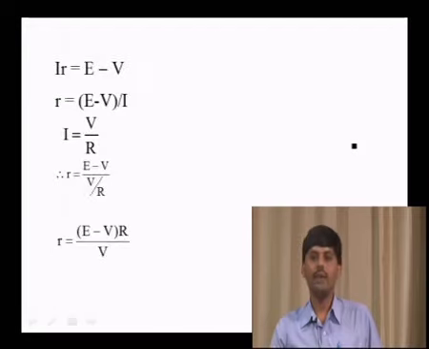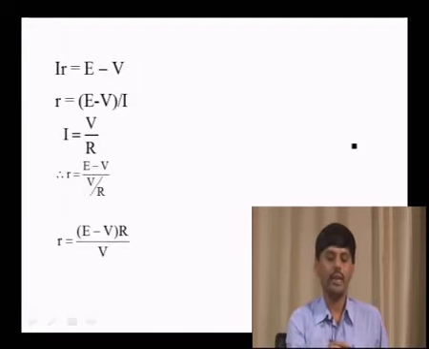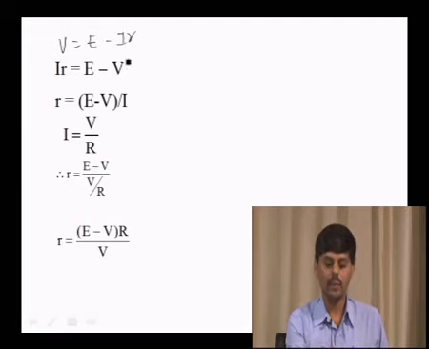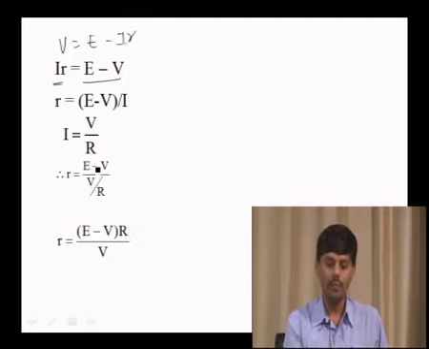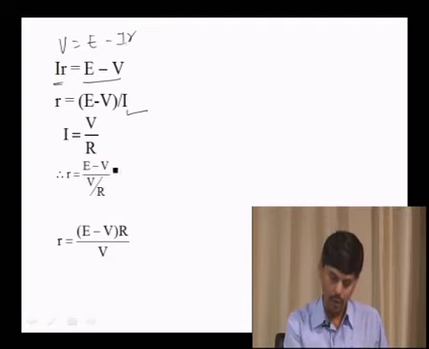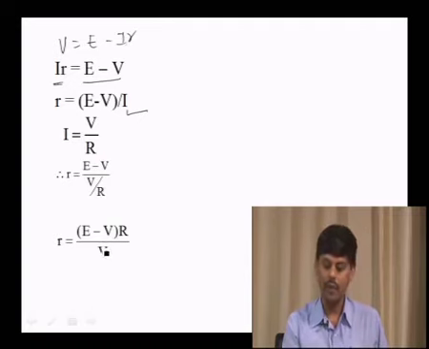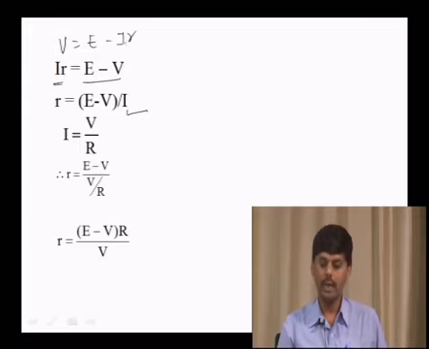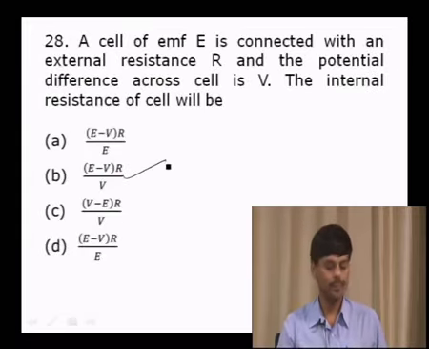Okay. See, we have a basic formula, that is V is equal to E minus Ir. If you shift Ir over here, it becomes E minus V. Therefore, r is equal to E minus V divided by I. But we know that from Ohm's law, I is equal to V by R. In place of I, you are going to substitute V by R. R will go up. It becomes E minus V into R whole divided by V. Therefore, the correct option is B. This is the correct option.